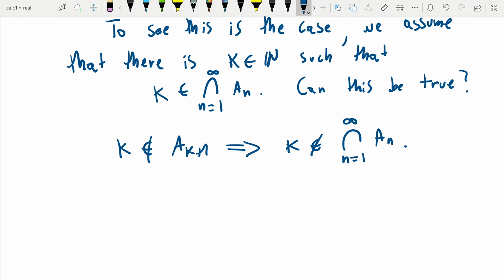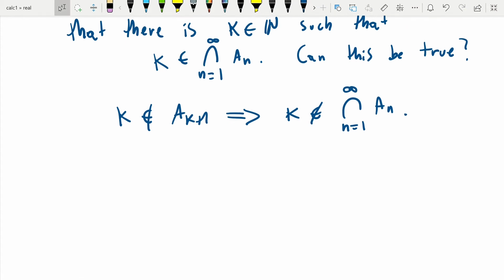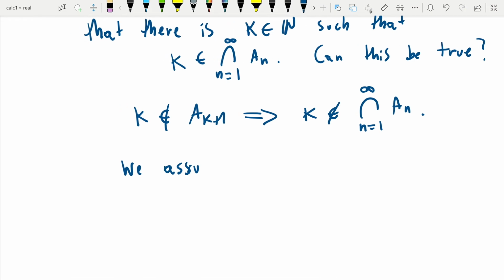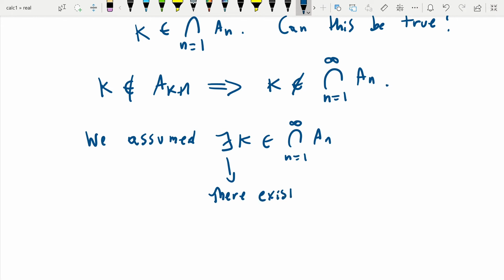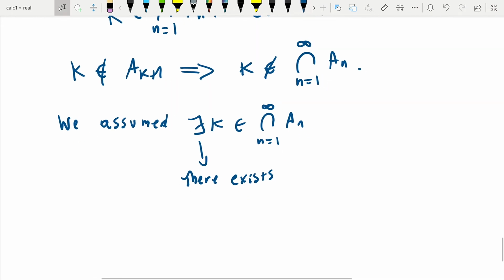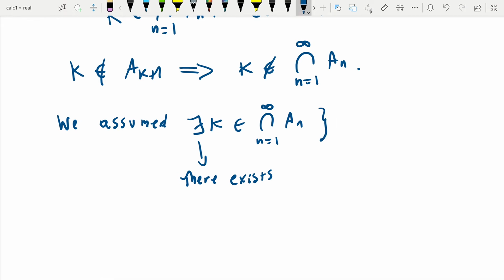Okay, so what did we assume? Let's check what we assumed and what we concluded. We assumed that k belonged to the intersection. So assume that there was a k. We use this notation: there exists k in the intersection. And we're going to call this proposition P.